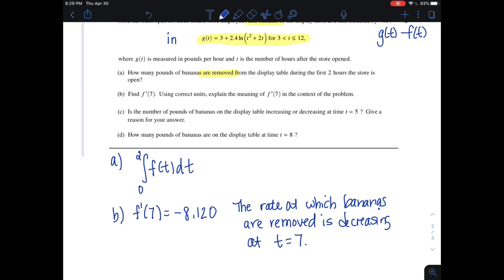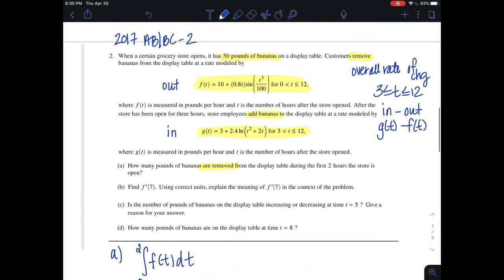So let's say you have the plug on the bottom of the bath open, water is flowing out, but it's flowing out at a slower and slower rate. Okay, so basically when you get to the bottom of the water in the tub, it's not flowing out of the tub as fast. That's what's happening in this situation. The rate at which the bananas are removed is decreasing.